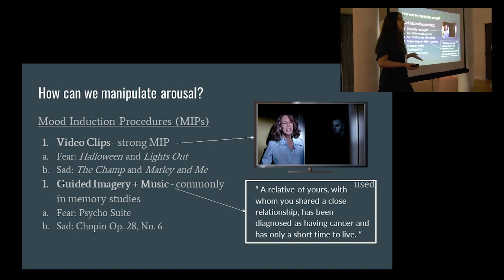The two I primarily looked at were video clips and guided imagery and music. Video clips are very strong MIPs in the literature. They seem to be very reliable at inducing given arousal states. And then guided imagery is when you're given a vignette, that's a scenario, this is an example of a sadness one, that you're supposed to imagine while music that is mood congruent is also playing. This is a very common one that's used in a lot of memory and mood studies. So I wanted to compare these in terms of how good they were at creating the mood that would then drive the error in memory.